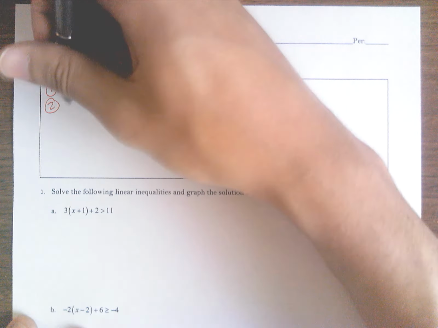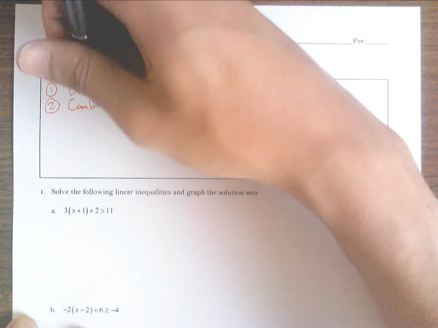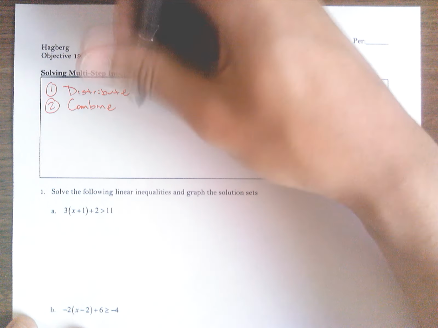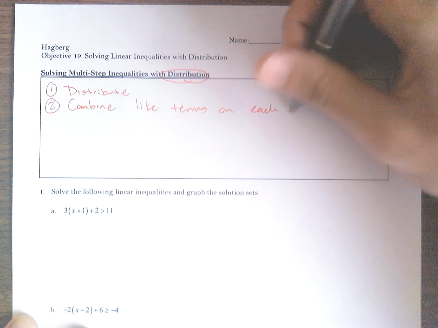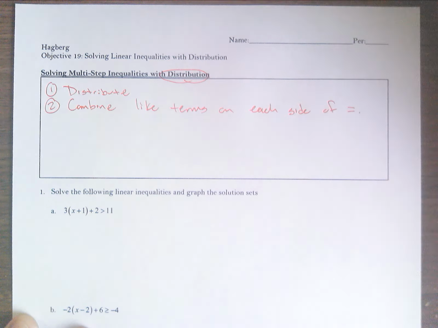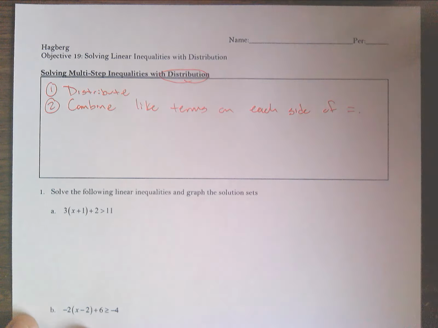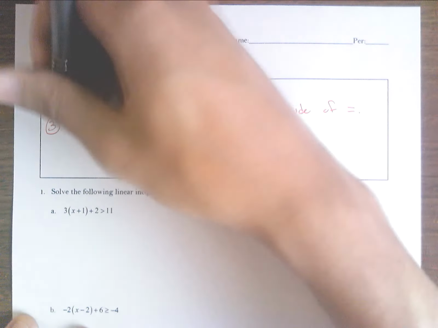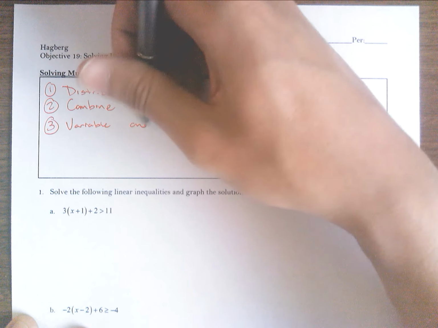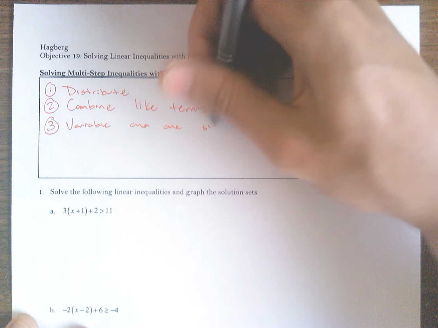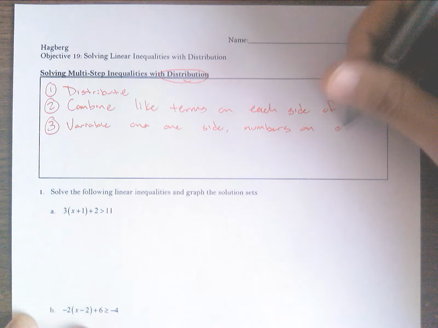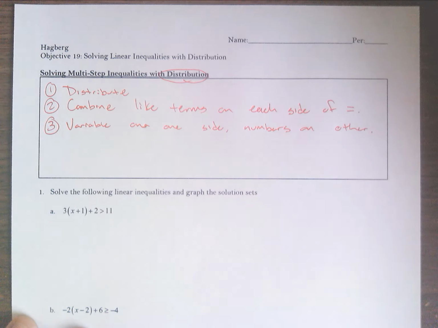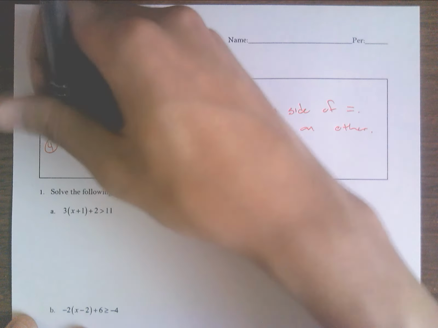So those same steps follow. Step 2 is, as always, combine like terms on each side of the equal sign. Our next step, step 3, is to get our variables on one side of the equal sign and our numbers on the other. And finally, our last step is to just solve as usual.